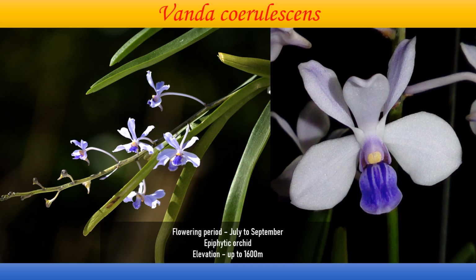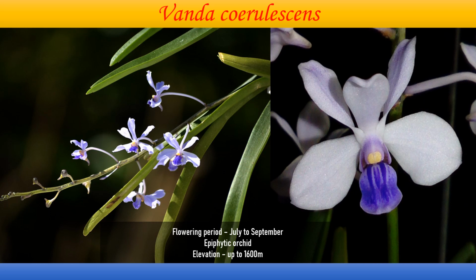Then comes our Vanda caerulescens. You can see it is also called the sky blue Vanda, but what makes it different from that is the lip, which is purely bluish in color, and the petals and sepals arrangement is very much different from Vanda caerulea. The flowering period is from July to September, and the elevation is up to 1600 meters.